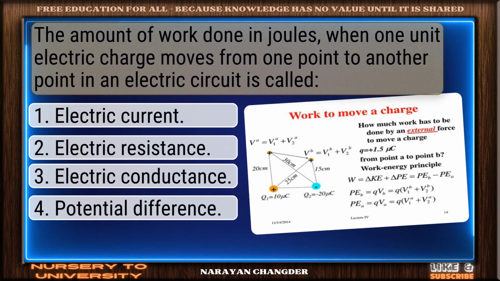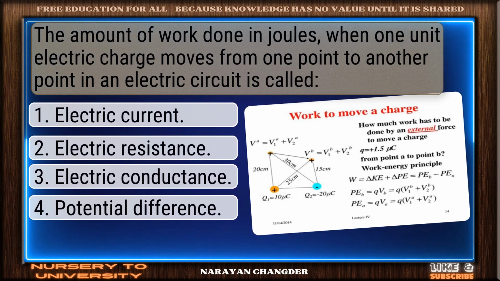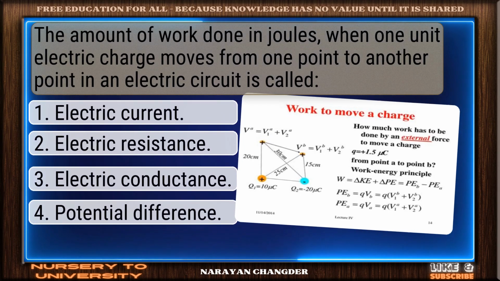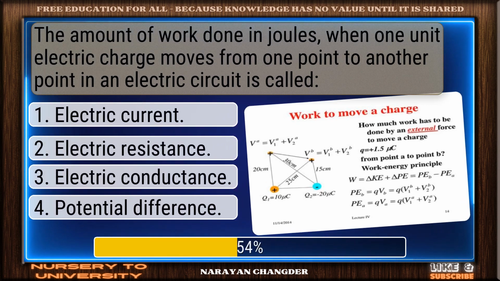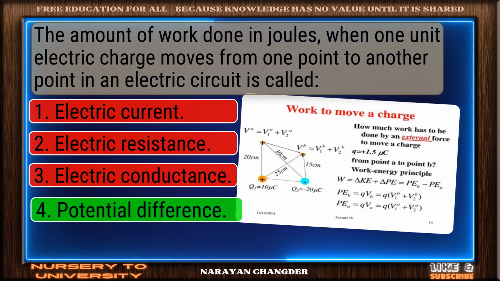The amount of work done in joules, when 1 unit electric charge moves from one point to another point in an electric circuit is called... Exactly. Potential difference makes sense.